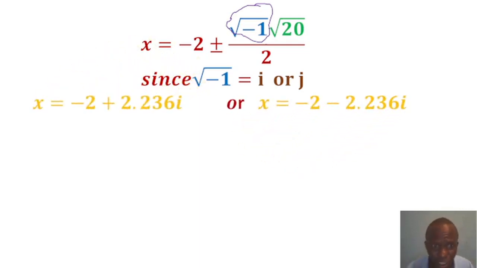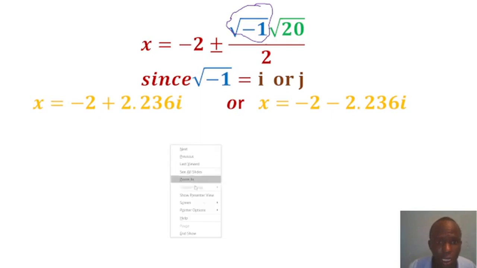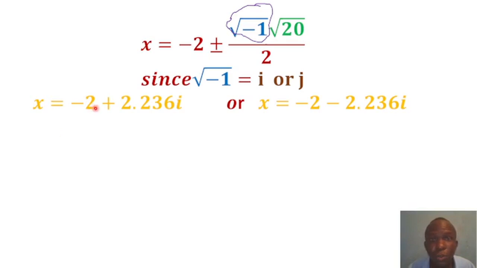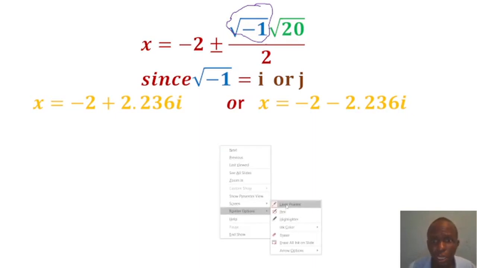Now let us look at the solution that we have. So x is equal to -2 plus 2.236i. Why are we saying I? Because I represents the square root of -1. Or x is equal to -2 minus 2.236i. What is I then? Once again, it represents the square root of -1. Okay, so let us now go to the next step.